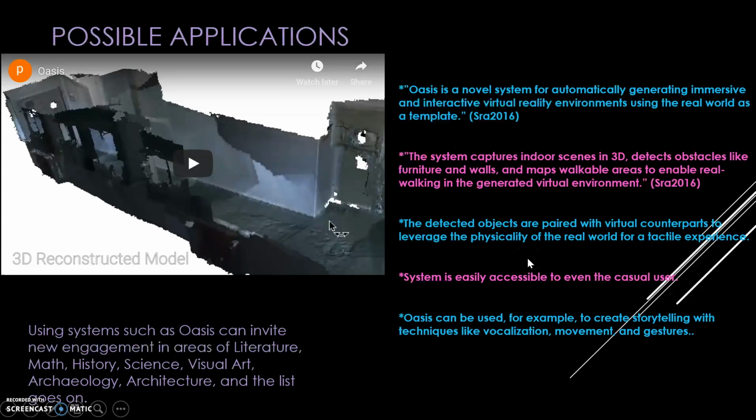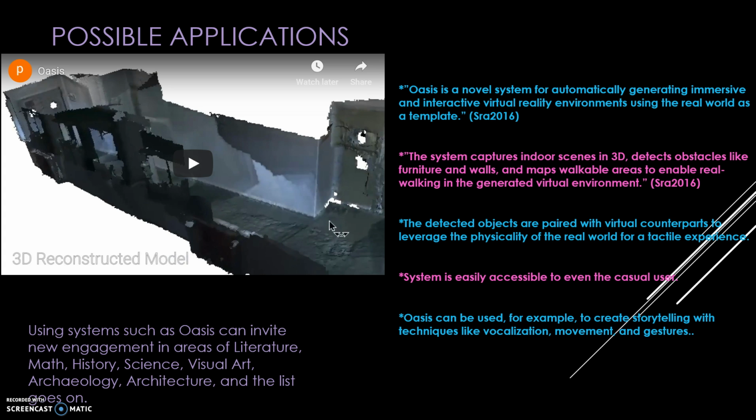And then for some possible applications, one application that I found really interesting was Oasis. What Oasis is, it's a novel system for automatically generating immersive and interactive virtual reality environments using the real world as a template. The system captures indoor scenes in 3D, detects obstacles like furniture and walls, and maps walkable areas to enable real walking in the generated virtual environment.